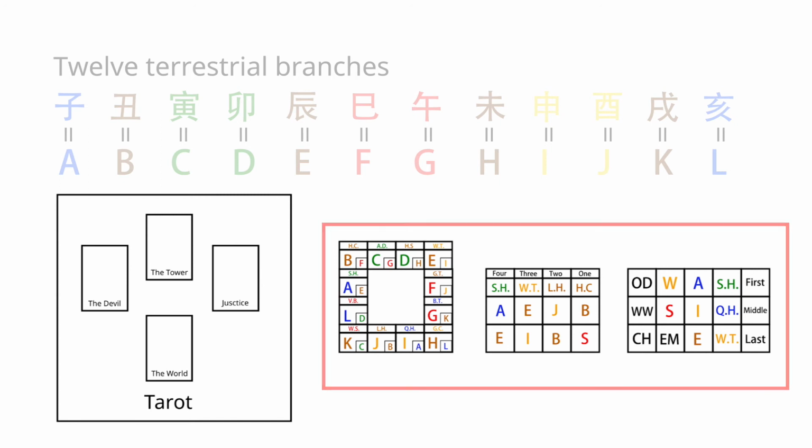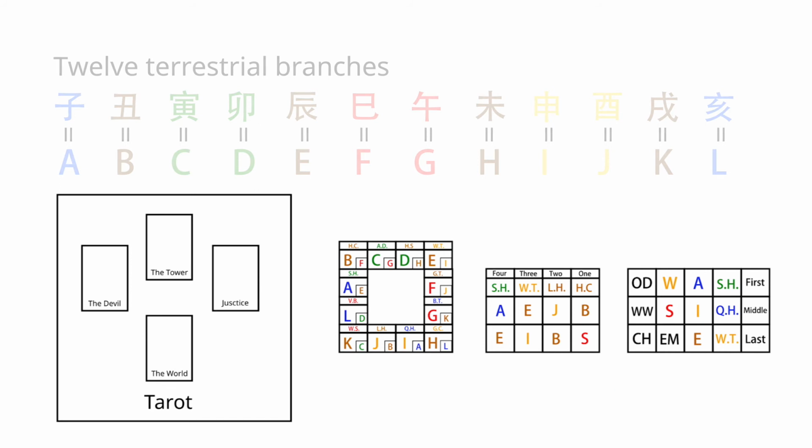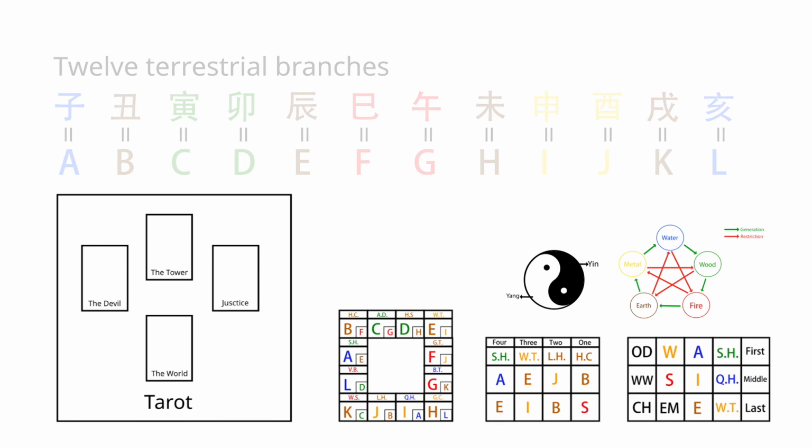Finally, we use the relationship between the symbols in the formation to predict the development and outcome of something. These relationships are the yin and yang, generation, restriction that I talked about before. And of course, there are many other kinds of relationships, which I will cover in future videos.